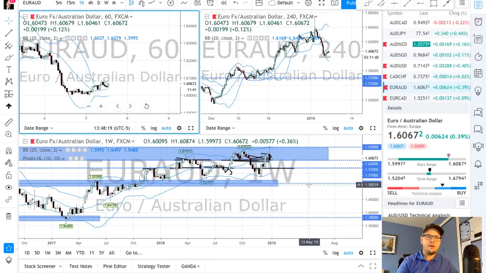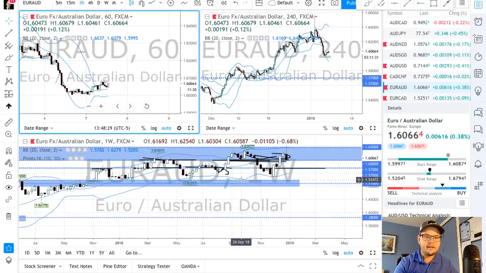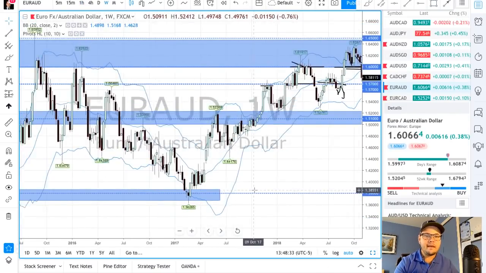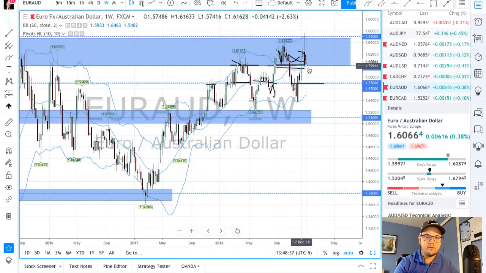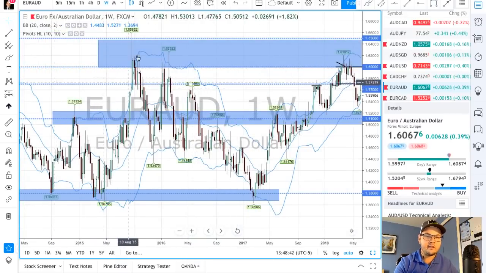Next pair is Euro AUD. This is also a pretty cool setup. This pair is approaching a resistance area at 1.65, 1.60. It's quite a big zone because if we look at this pair on a bigger time frame, in the past we reversed from here all the way to here, and this pair is used to big wicks at these levels. Look at this big wick over here, big wick again over here.